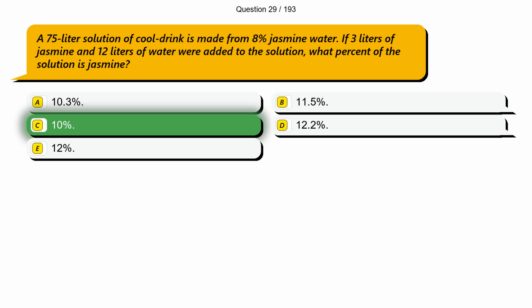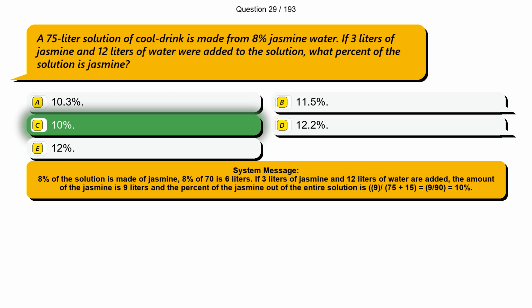The correct answer is option C, 10%. 8% of the solution is made of jasmine, 8% of 75 is 6 liters. If 3 liters of jasmine and 12 liters of water are added, the amount of jasmine is 9 liters, and the percent of jasmine out of the entire solution is 9/(75 plus 15) equals 9/90 equals 10%.